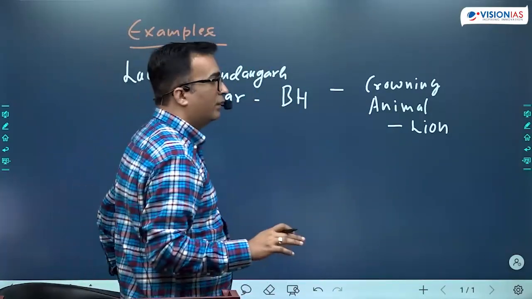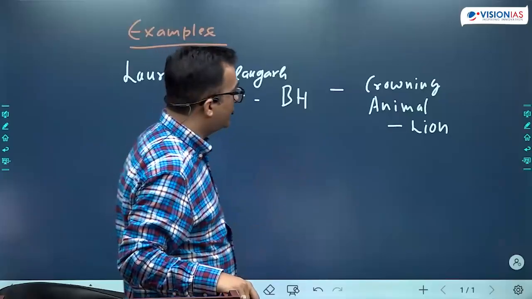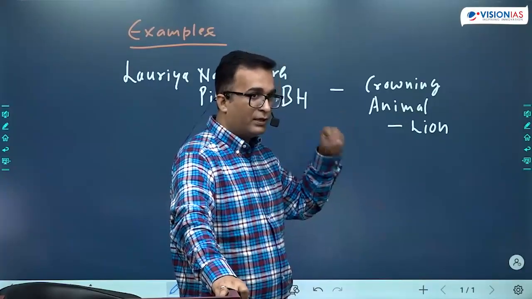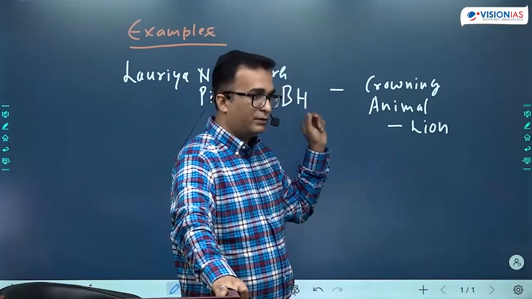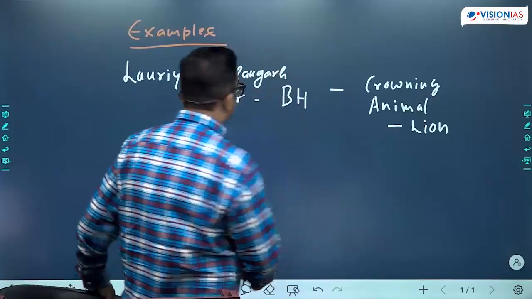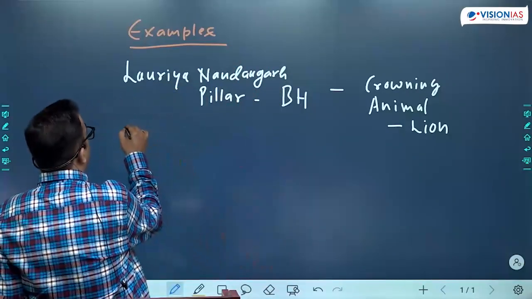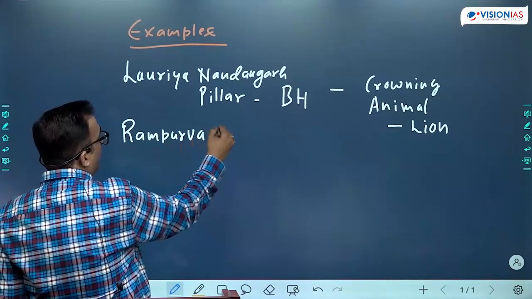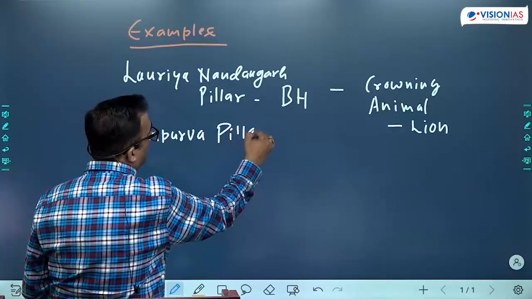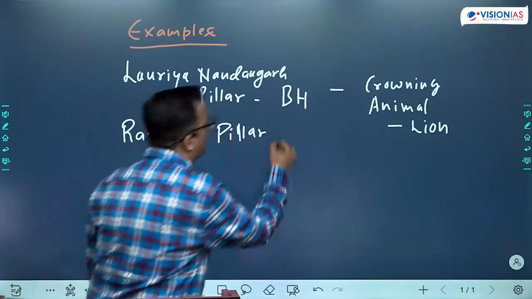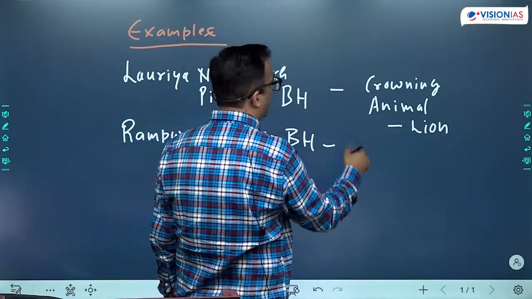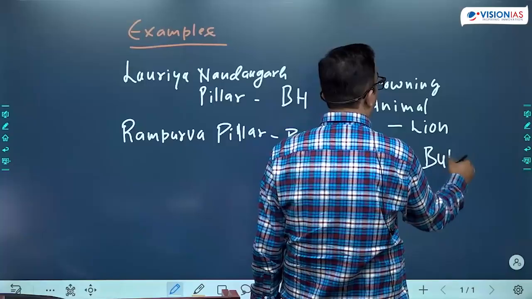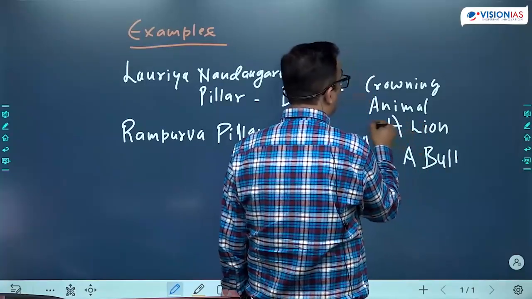Then let's write these all and then we'll understand the meaning of this particular animal. If something is made on top, there must be some purpose. Okay? So we'll see that. First you write examples and then we'll talk about it. Then you write Rampurva pillar, also from Bihar, and the crowning animal is a bull. So here a lion and then here a bull.